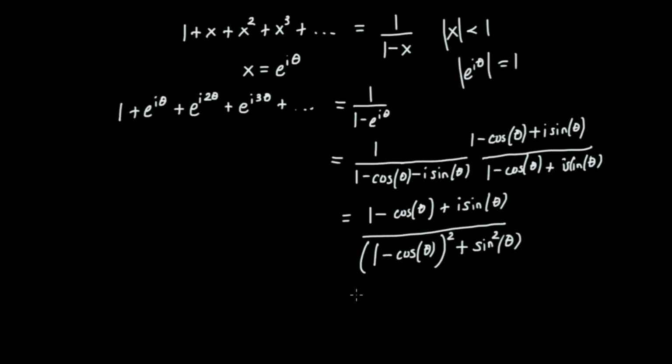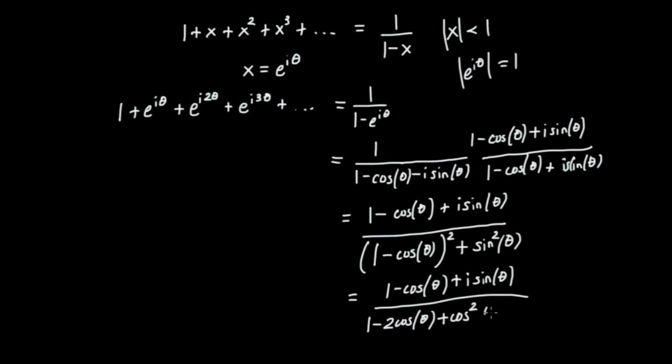Now let me simplify that. So I'm going to leave the top alone: 1 minus cosine theta plus i times sine theta. And in the denominator, I'm going to get 1 minus 2 cosine theta, just squaring this whole thing out. Then I'll get cosine squared theta. And finally plus sine squared theta.